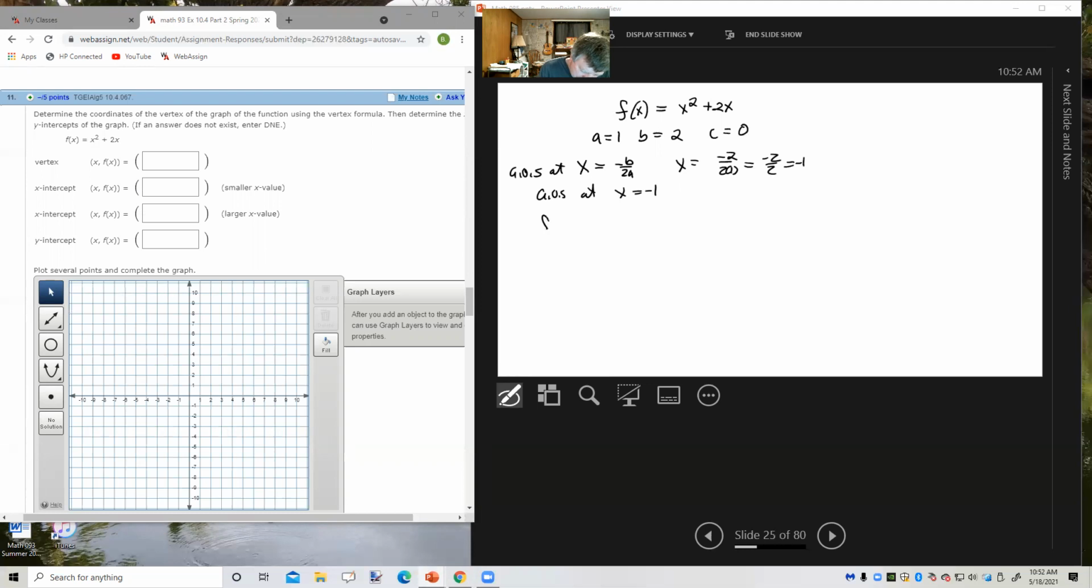So now, f of -1 is going to be -1, the quantity squared, plus 2 times -1, which is 1 minus 2, or -1. So the vertex is at -1, comma, -1.